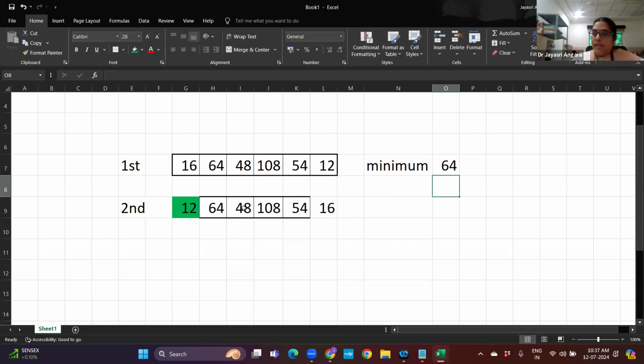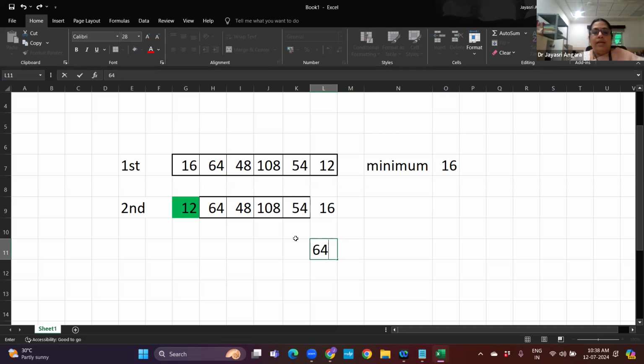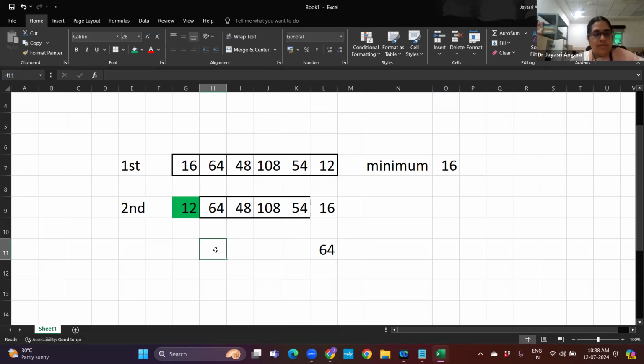Compare 64 with 48. Because 48 is lesser, 48 occupies the minimum position. Then compare 48 with 108, 48 with 54, 48 with 16. 16 is less when compared to 48. So minimum becomes 16. Now our second task is to swap the element 16 with the element that is under comparison, which is 64 here. So 64 takes the position of 16 and 16 takes the position of 64.